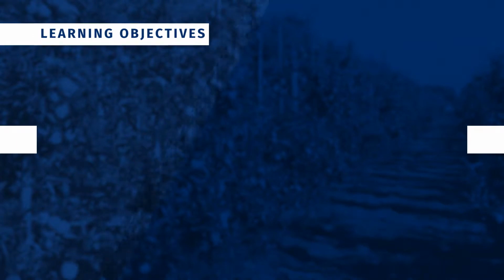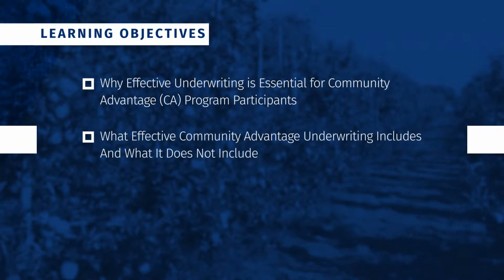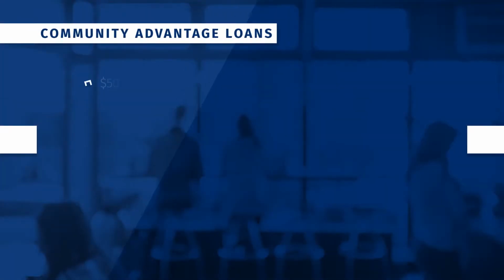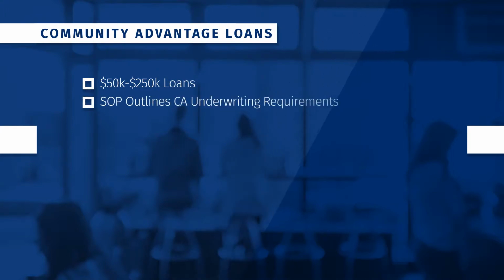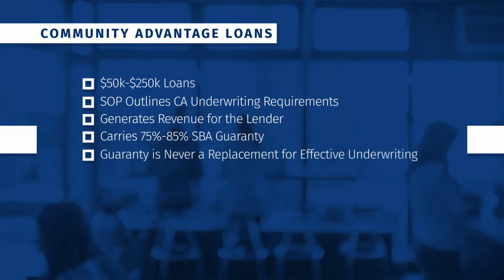In this module of Behind the Mission Loan, you will learn why effective underwriting is essential for Community Advantage program participants, what effective Community Advantage underwriting includes and what it does not include, and what data should be analyzed for sound CA underwriting. Effective underwriting is prudent in all lending situations, and there is no exception for underwriting for Community Advantage loans. There is additional sophistication in the CA program over the microloan program, which carries additional requirements for underwriting.